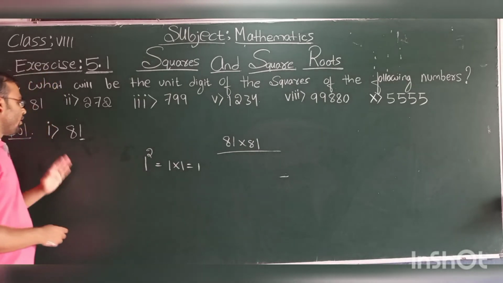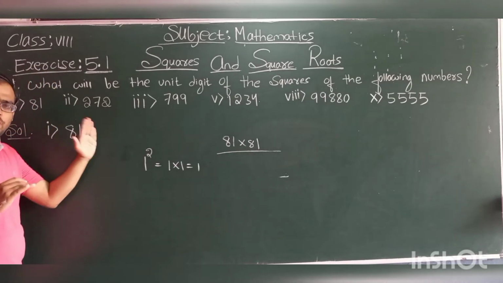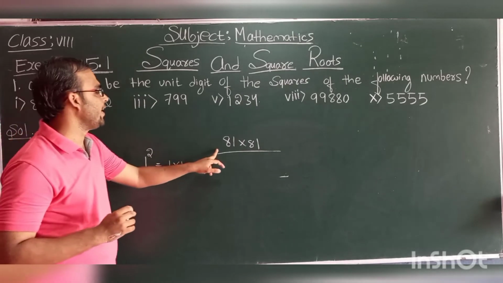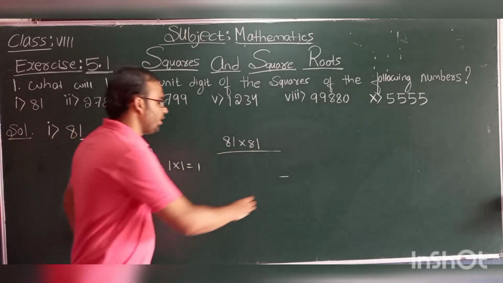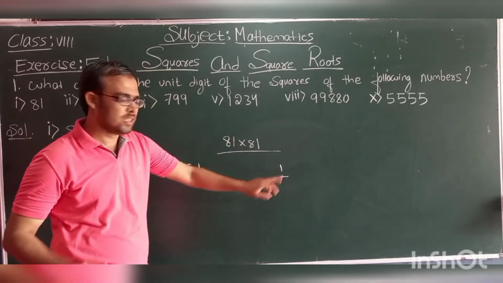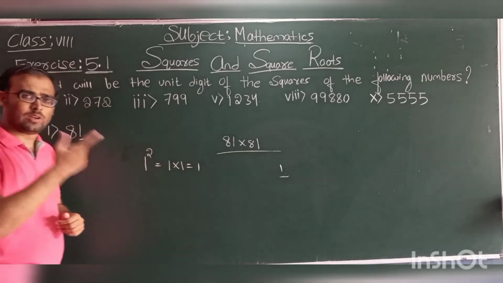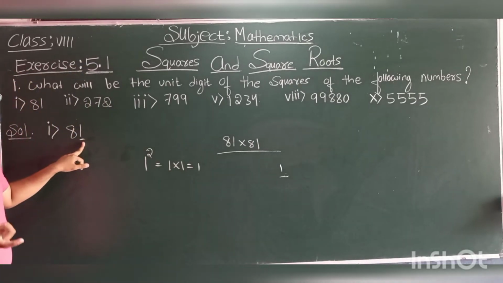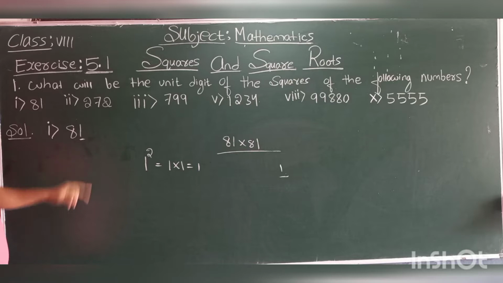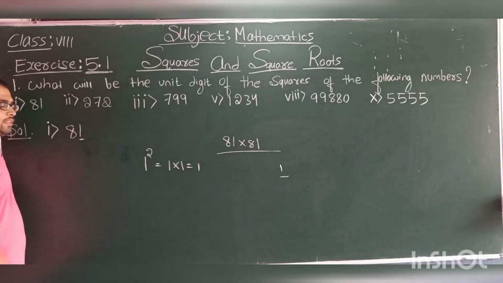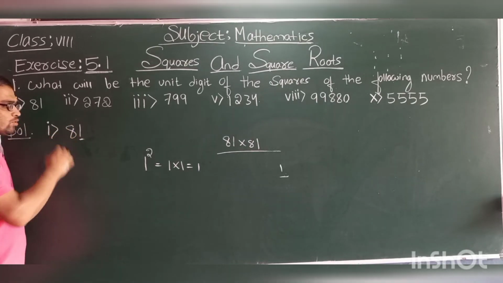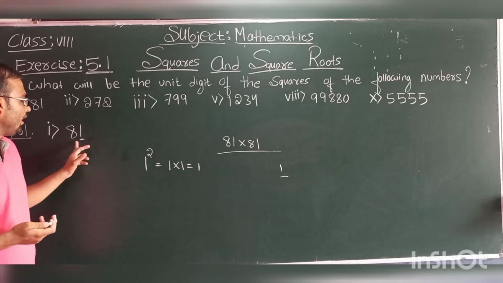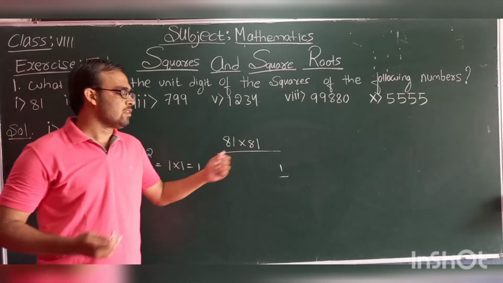So it means when we find the square of 81, that is, when we multiply 81 with 81, we are getting 1 at the unit place. Why are we getting only 1 at the unit place? Because the last digit of the number 81 is 1. So because of this we are getting 1 only at the unit place of 81 square.